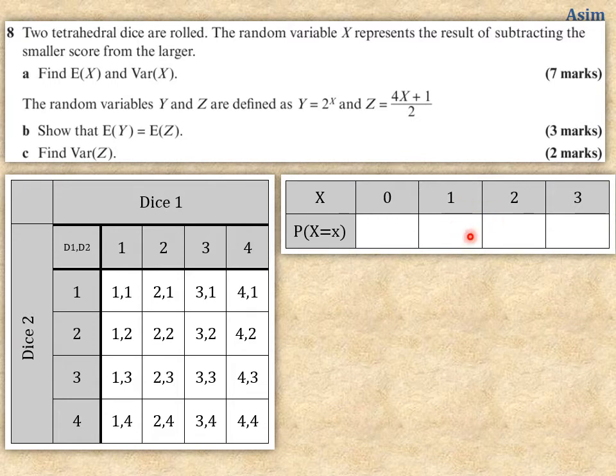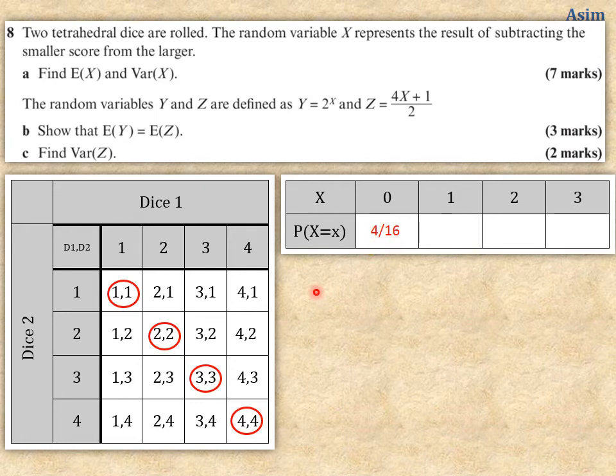So this is the probability distribution table. These are the outcomes for the difference. Let us see how many possibilities are there of getting a 0 as the difference. You see, 4 minus 4 will give you 0, 3 minus 3 will give you 0. These are 4 possibilities of getting a 0 from the total of 16. That's why 4 by 16.